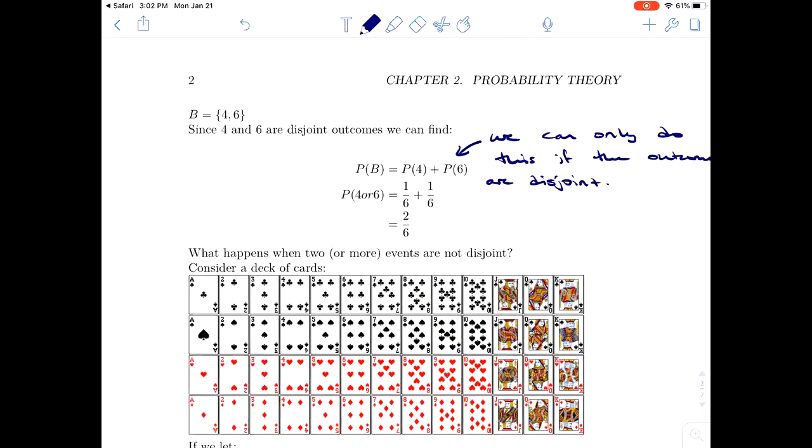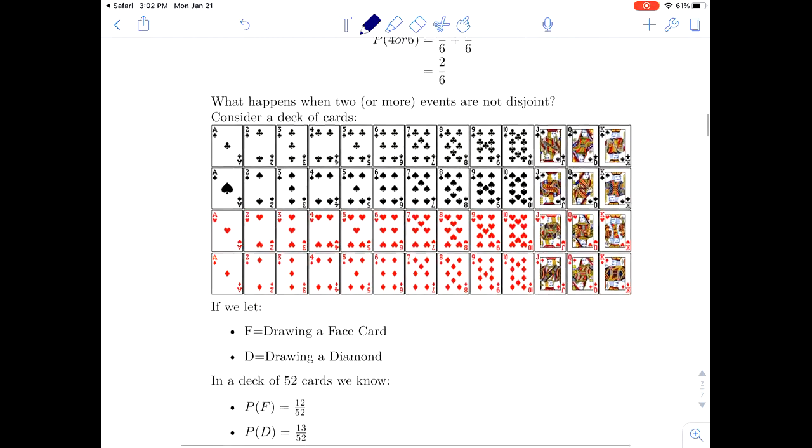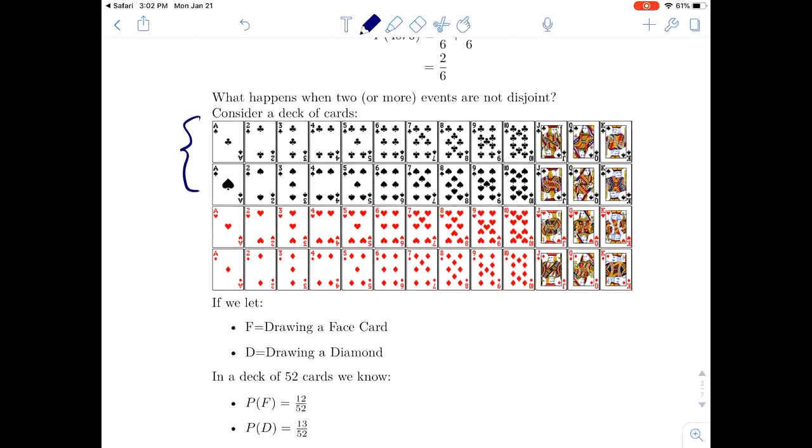So now let's have a look at what happens if these two things that we're interested in are not disjoint. A deck of cards is a really good example of just different things. There's lots of things that we could talk about, right? We might be interested in the suit, the face cards, the individual numbers. There's lots of things, blacks, reds, right? There's lots of ways that we can slice or dice a deck, right? Or cut a deck. So that's why a deck of cards is just nice to deal with.